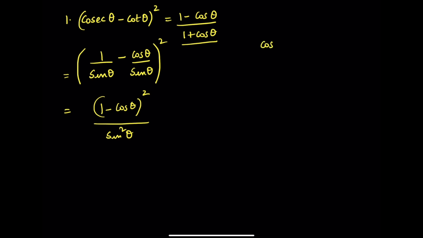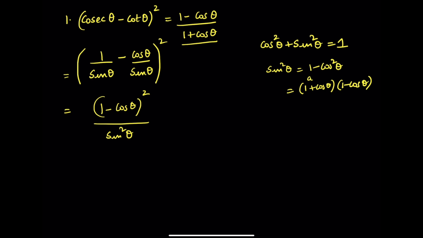So let us apply the identity. We know that cos square theta plus sine square theta is equal to 1. So sine square theta alone can be written as 1 minus cos square theta. So 1 minus cos square theta, we can change this to (1 plus cos theta) times (1 minus cos theta). We just applied a plus b times a minus b, which is a square minus b square. We just applied this algebraic equation here.